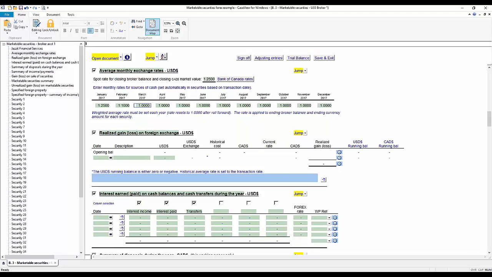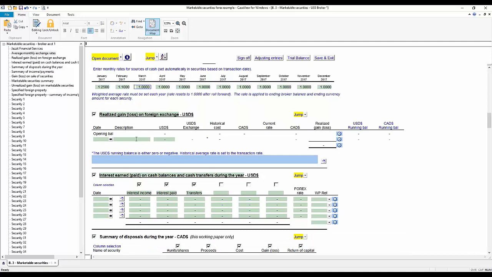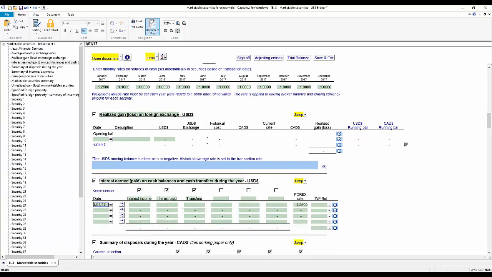Now the amount that I transferred in the first journal was $100 US, but because of the exchange rate of 1.25, that is why I had the $125 going out from my bank account. So the first thing I'm going to do is go to the interest earned on cash balances and cash transferred section. And for the first day of January, I'm simply going to put in the amount of $100. You'll see under Forex rate, it automatically pulls through the 1.25.